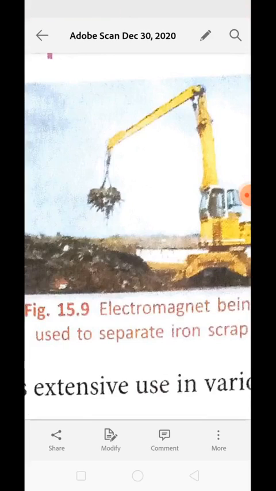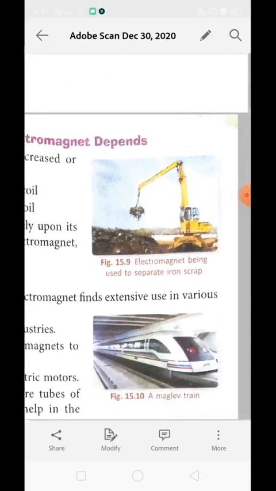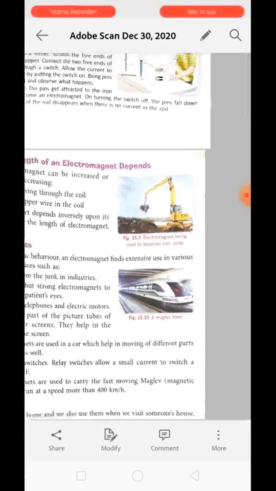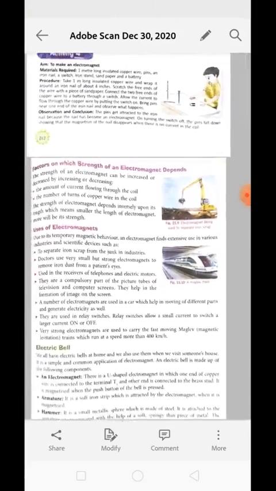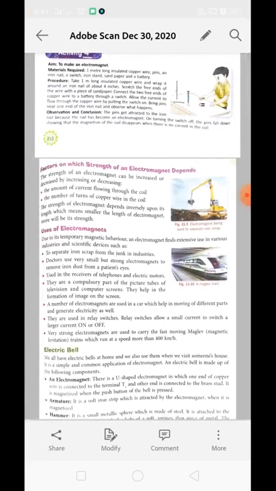The second is doctors use a very small but strong electromagnet to remove iron dust from the eyes. If your eyes are having some kind of problem in which a magnetic substance has gone in as dust, it can be removed with the help of an electromagnet. Now the third point is use in the receiver of a telephone and electric motors. The electric motor is also working on the principle of the magnetic effect of electric current.